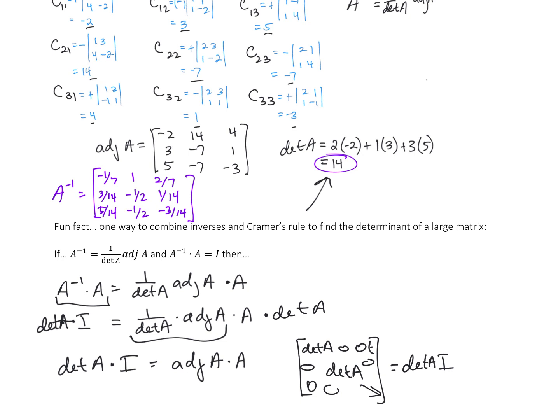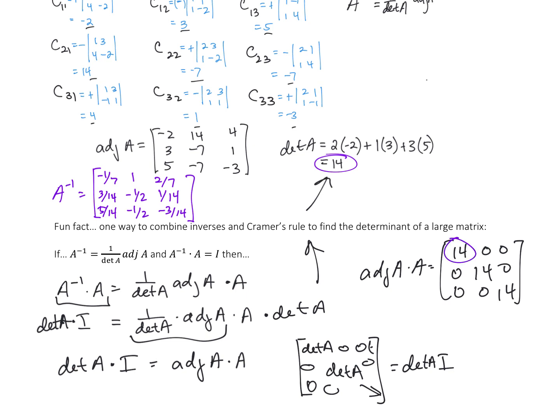If we had multiplied these two, in that example, it turns out that the adjoint times A is going to give us the matrix 14, 0, 0, 0, 14, 0, 0, 0, 14. So hey, look, here we go. There's our determinant. And you can try that out and verify it for yourself, but have some fun with it. Could be exciting. I think that's all I have for Cramer's rule. That was a lot.